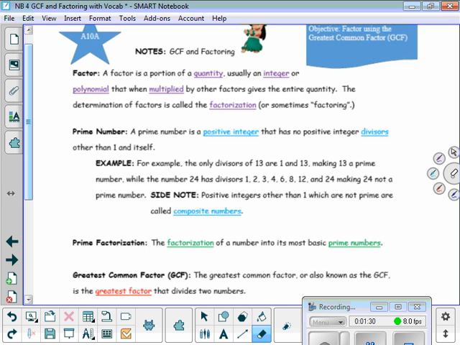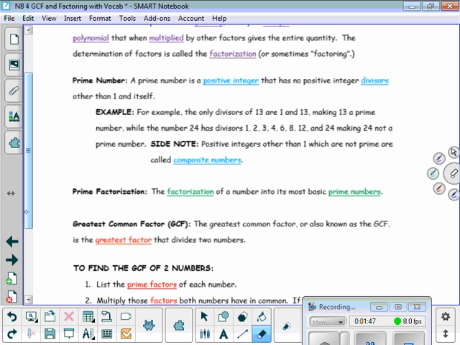Nothing else, right? Well, then you have the other type of number like 24. Is 24 prime? No, it has lots of factors. And it's called a composite number. In other words, it's composed of other factors, right? Then we got factorization. We already talked about it. And you can factor down to the prime numbers, which we're getting ready to do in a minute.